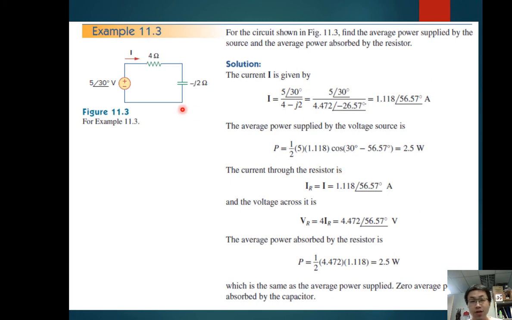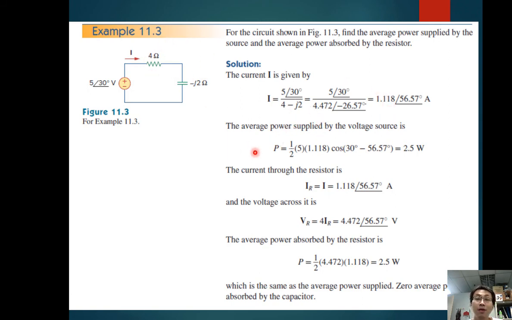Another example, a very simple circuit. The source is 5 angle of 30 degrees, the resistor is 4 ohm, and the capacitor is -2. I want to find the average power absorbed by the source, and then the average power absorbed by the resistor. First of all, I need to find the current. I is this one divided by the total load. So I found my I.